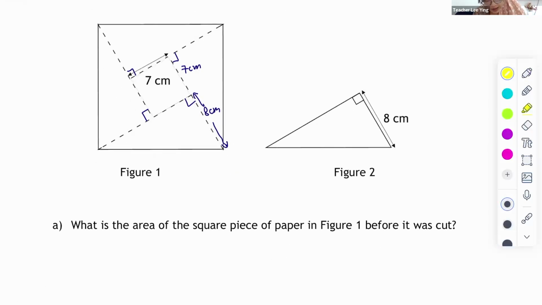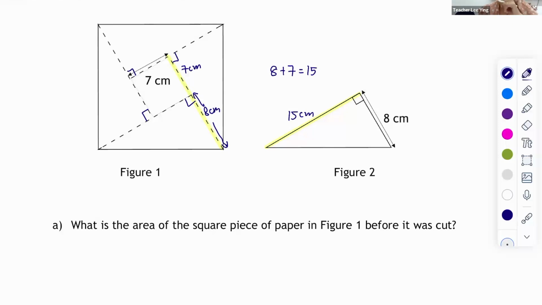So then we can see that 8 centimeters plus 7 centimeters will give me the longer line that is perpendicular to the 8 centimeters. Okay, so this is 15 centimeters. How do I know? So I add them together. 8 and 7 gives me 15. So this line highlighted over here is 15 centimeters.